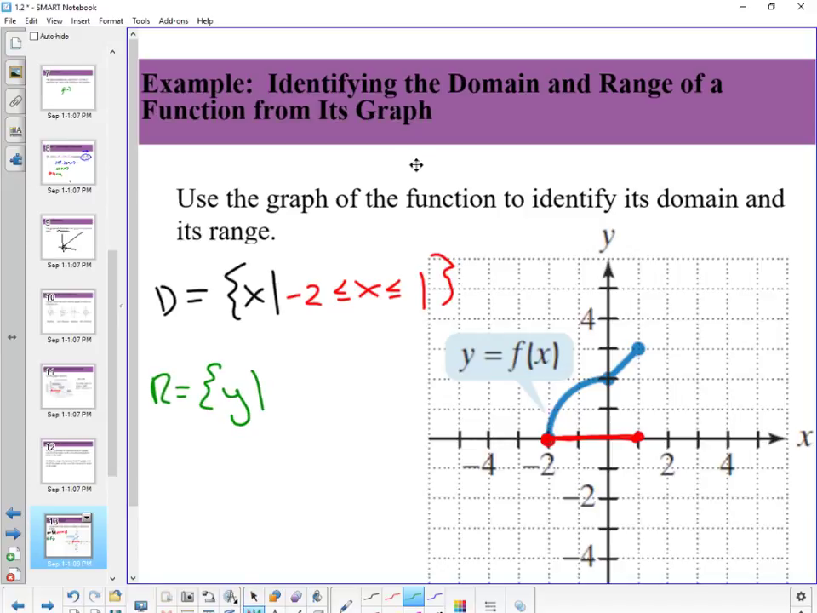Y is an element of... we're going to start here at 0. That's the smallest y it can be, right? And we're going to go up all the way to 3. So, y is greater than or equal to 0 and less than or equal to 3. And there's domain, there's range. So that's kind of what we're doing with all of them. But sometimes they just have to go off into infinity, don't they? So then instead of having an endpoint, we just say it goes off to infinity.